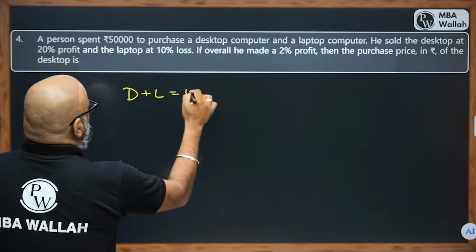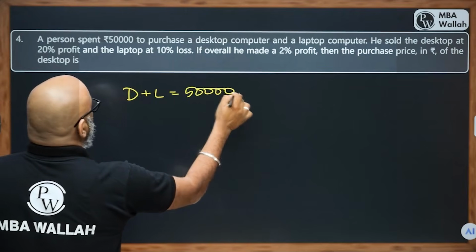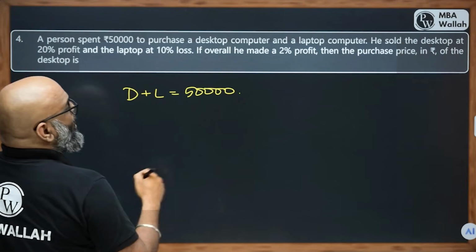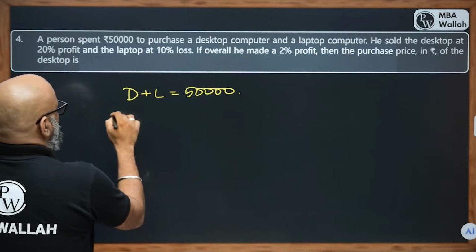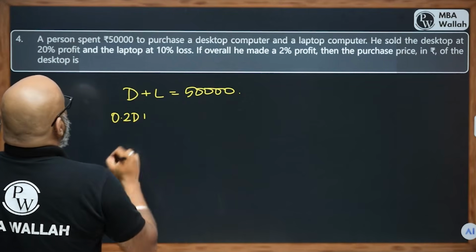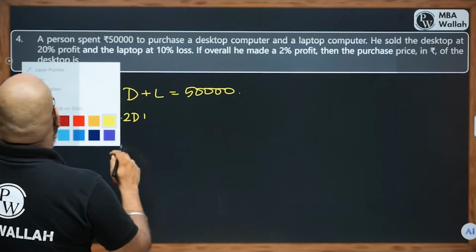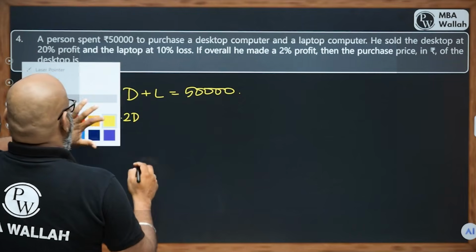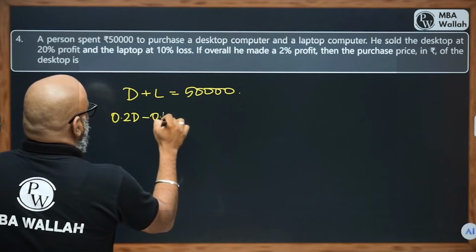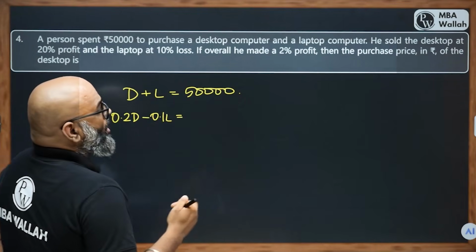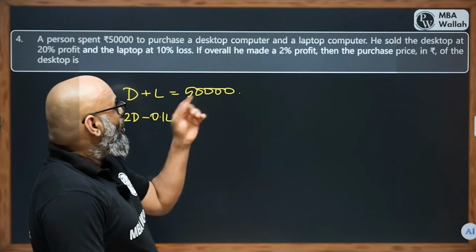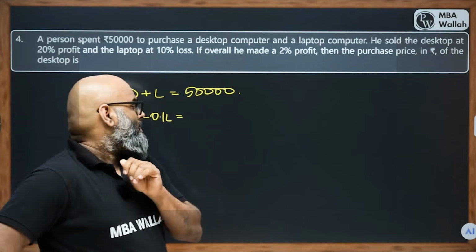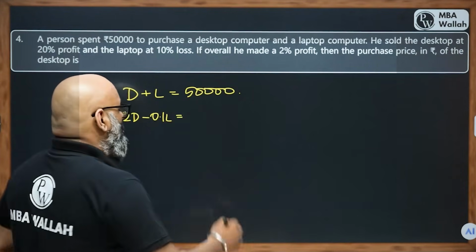Desktop plus laptop is equal to 50,000. 20% profit on the desktop, which is 0.2D. That's a 10% loss, minus 0.1L is equal to, it's a 2% profit on the overall cost. 1% is 500, 2% is 1000.